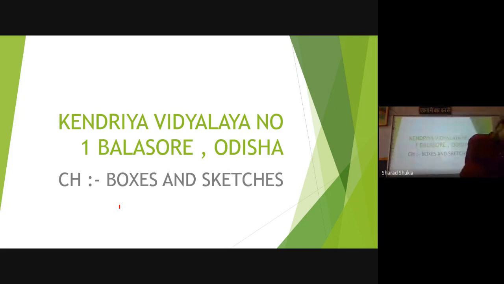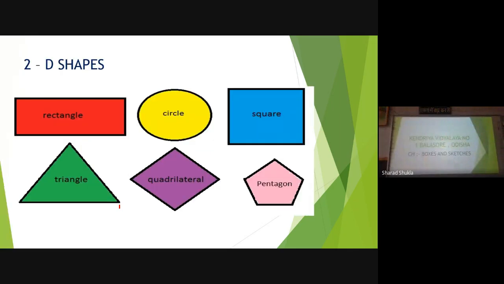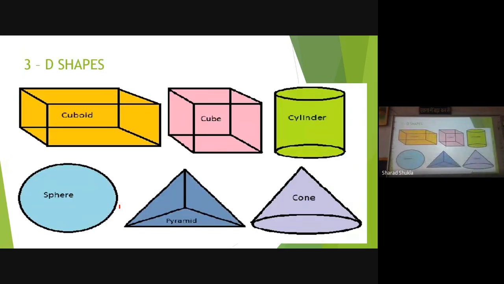Next, a rectangle sheet. This is a paper sheet and also this is the best example of a rectangle. Next, square sheet. These examples are 2D shapes. Now we understand the difference between 2D and 3D shapes. These are the examples of 2D shapes and these are the examples of 3D shapes: cuboid, cube, cylinder, sphere, pyramid and cone.